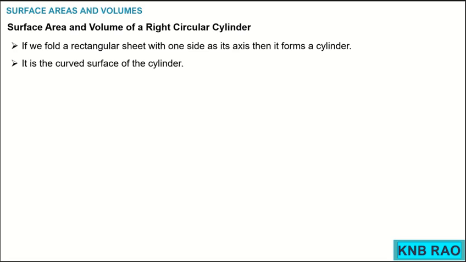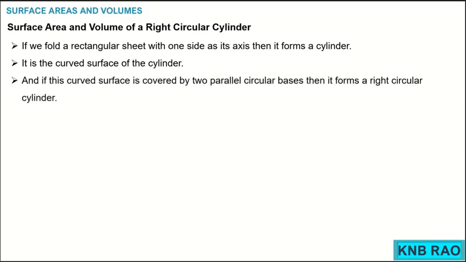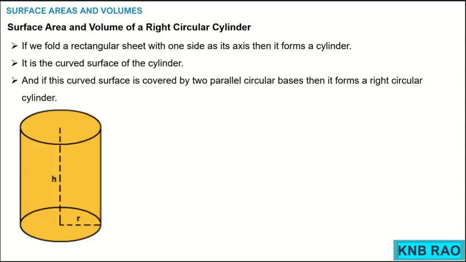It is the curved surface of the cylinder, and if this curved surface is covered by two parallel circular bases, then it forms a right circular cylinder like this. Here you need to know, children, some important terminology, that is axis of a cylinder.